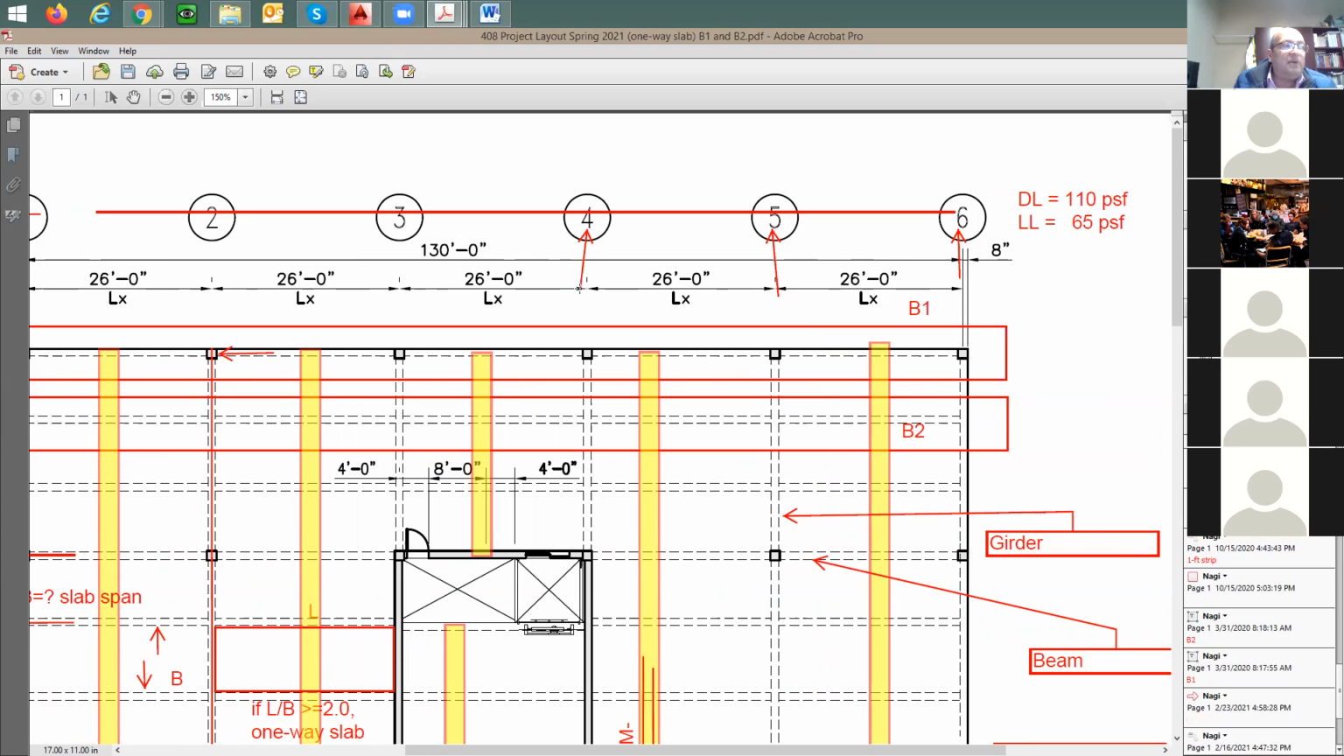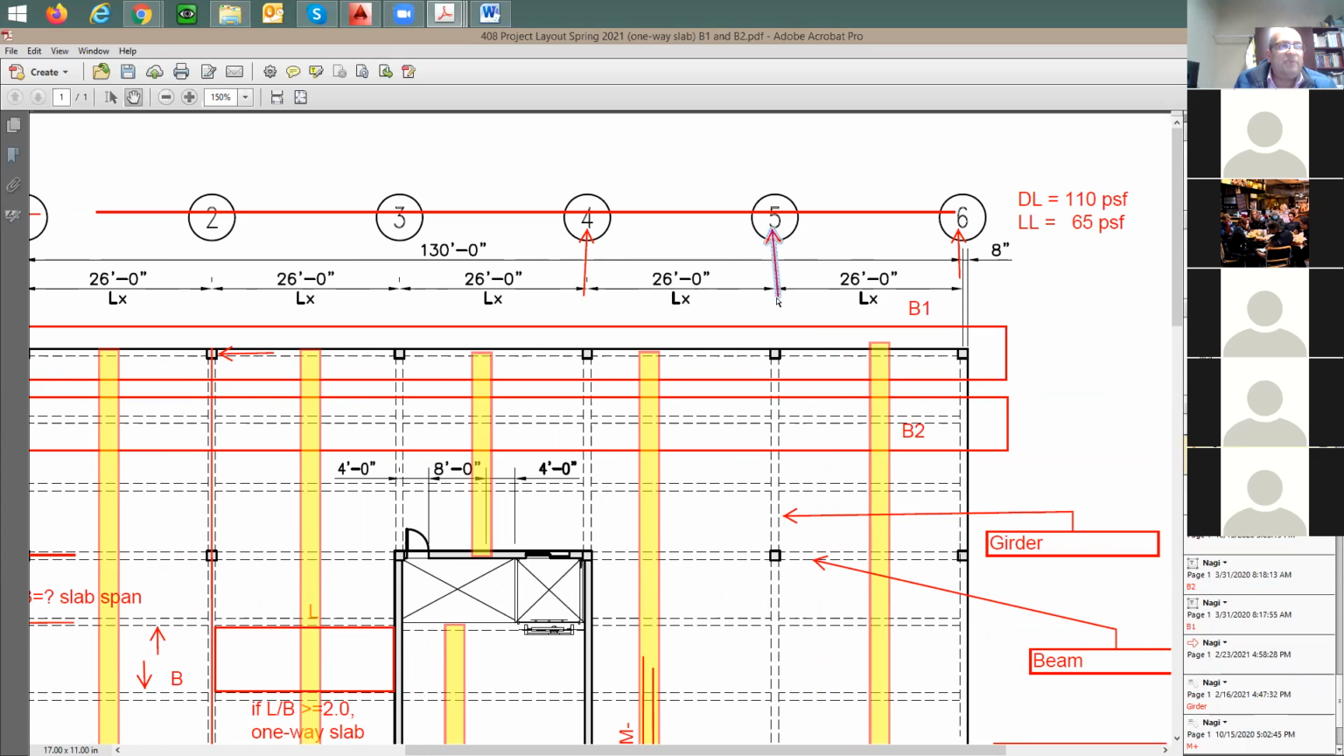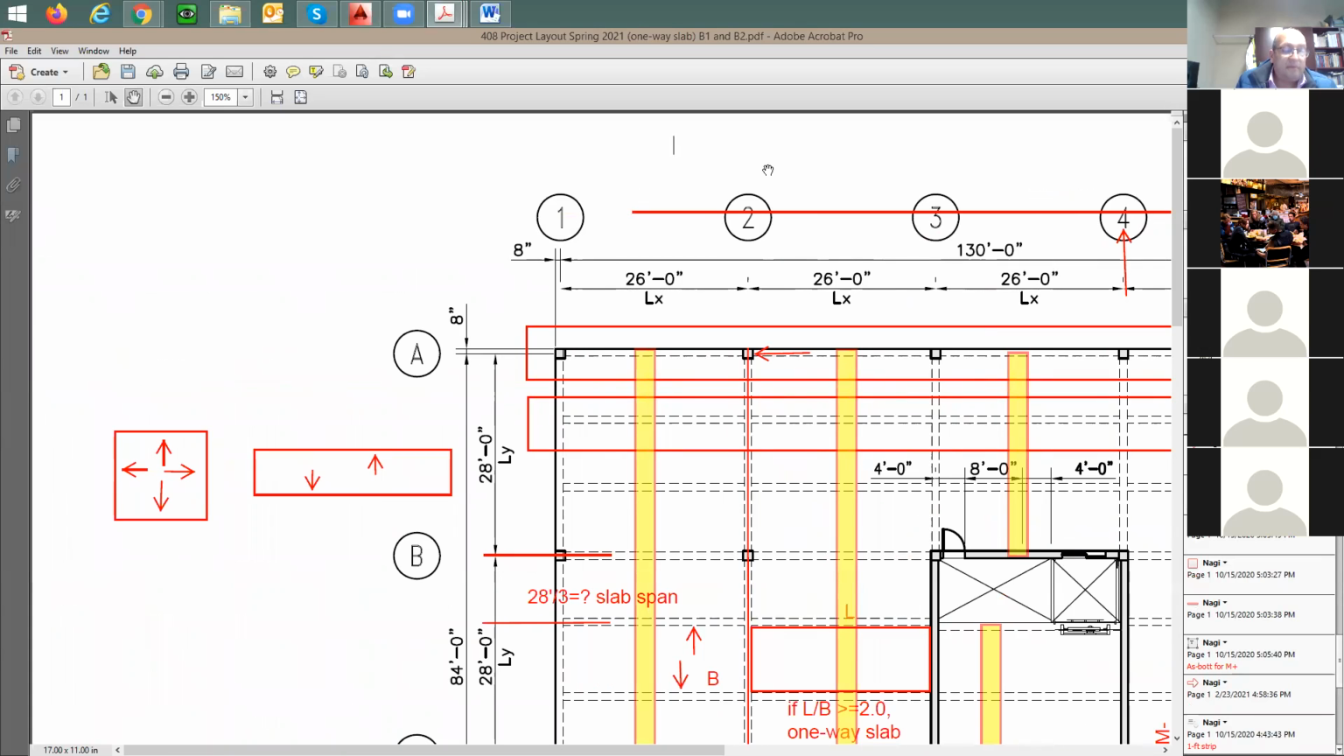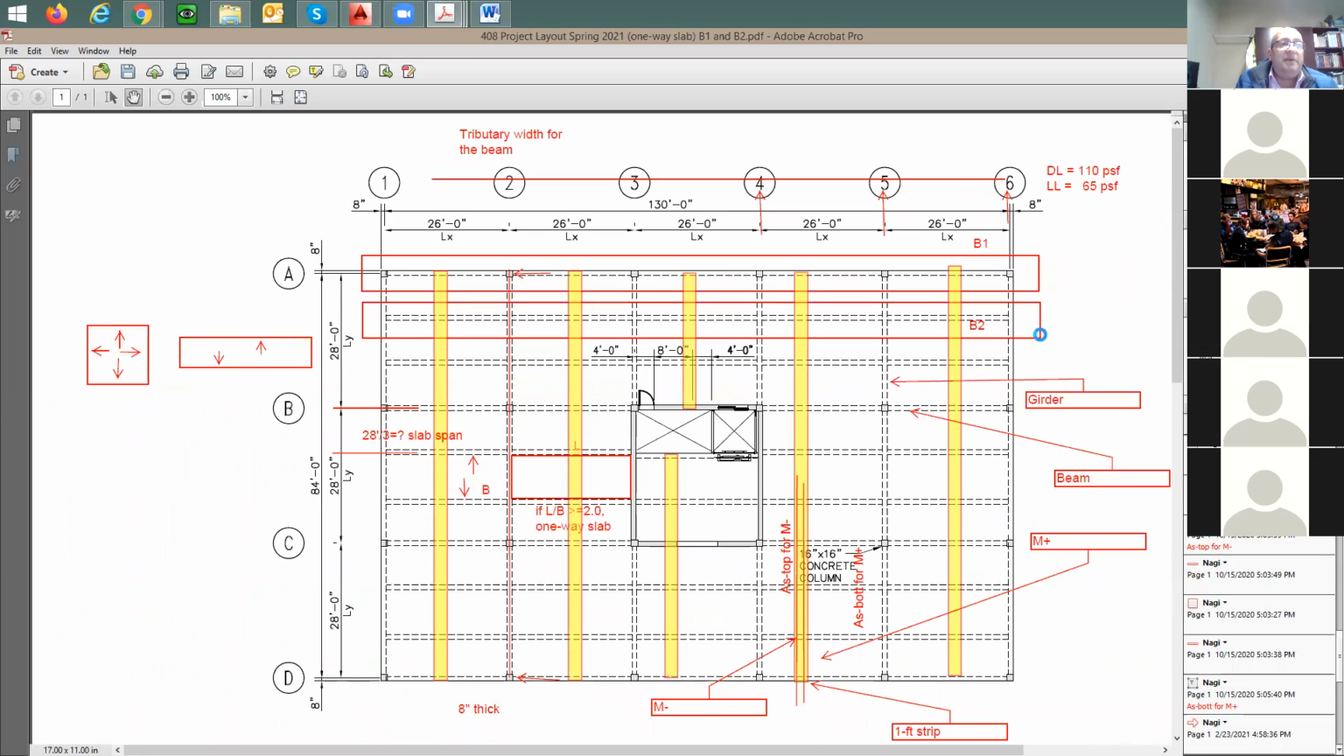When you're doing the slab, you have taken a strip of 1 foot, right? The width of the strip was equal to 1 foot. How about here, in this case? Now I need the load to be in pounds per linear foot. So I need to find something that we call tributary width for the beam. So how much is this tributary width of the beam B1? And how much is the tributary width for beam B2?